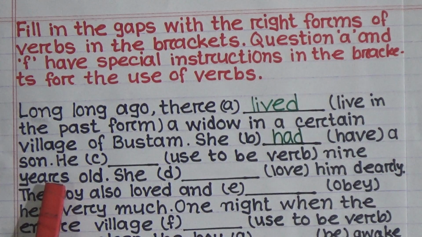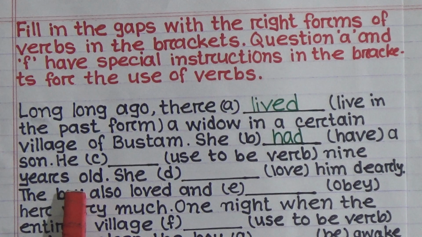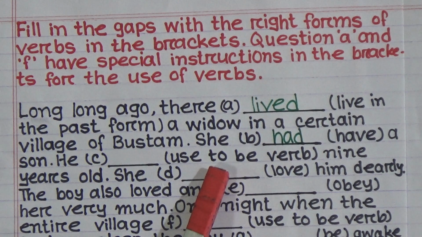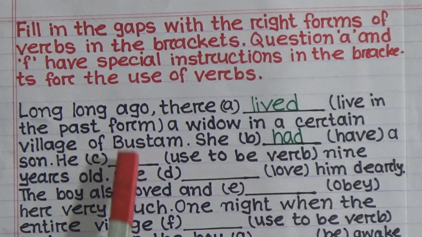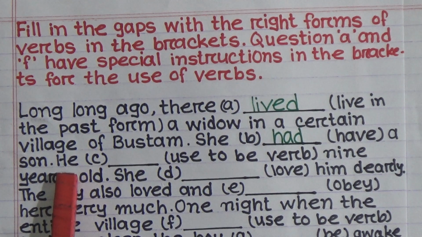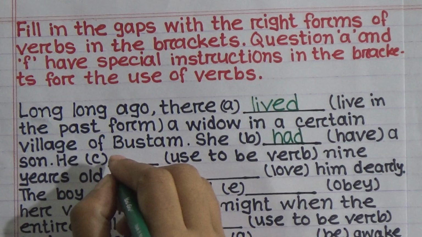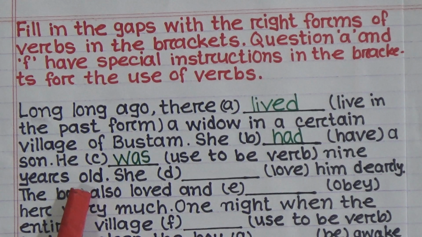She had a son. He dash, in bracket used to be verb, 9 years old. So in the gap we have to use a to be verb. So how many to be verbs are there? We know there are 5 to be verbs: am, is, are, was, were. So we have to choose the past form. Was, were. From was, were we have to choose. Look here, the subject he is singular, so we have to use a singular verb. So it will be definitely was. He was 9 years old.